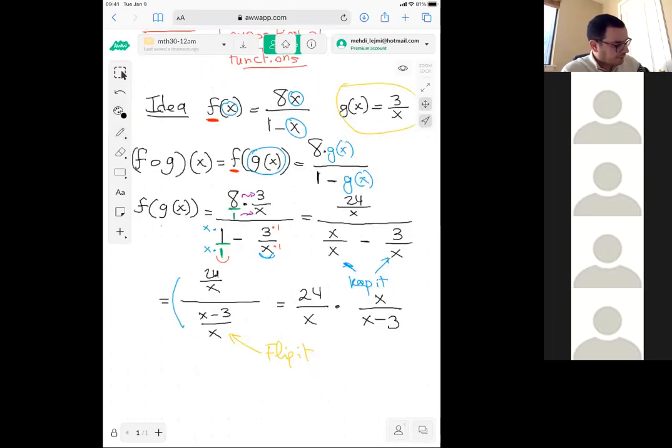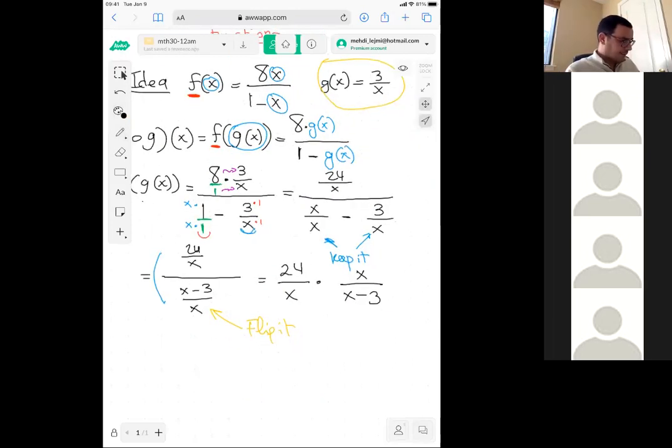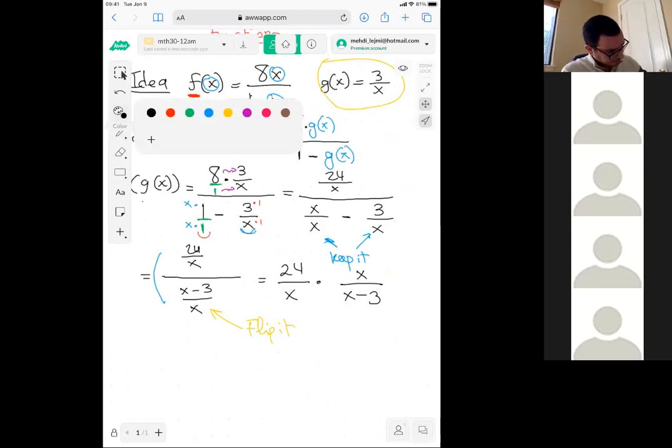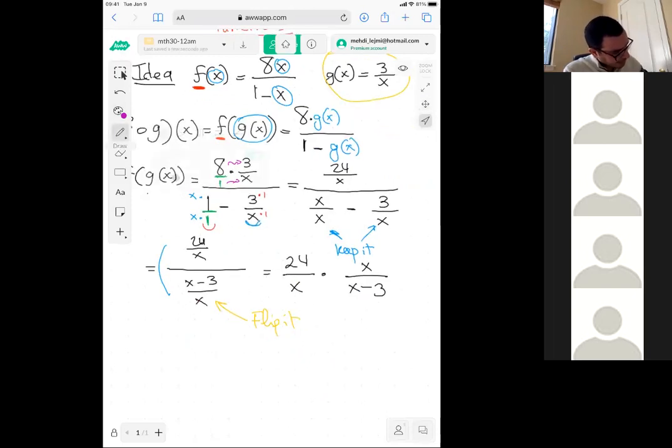And so now I have a multiplication of fractions. So just multiply straight across, here and here. So that will be 24 times x over x times x minus 3. Now because you have an x in the top and x in the bottom, they cancel out. So now it's just 24.